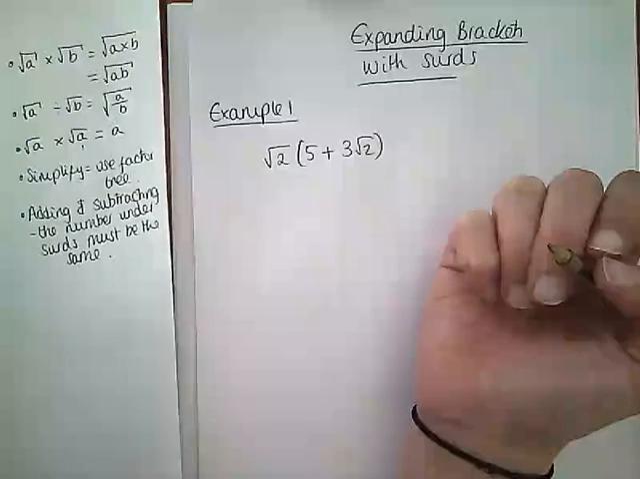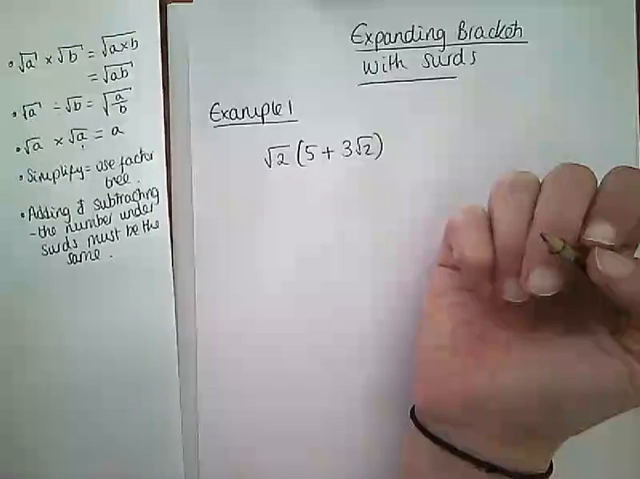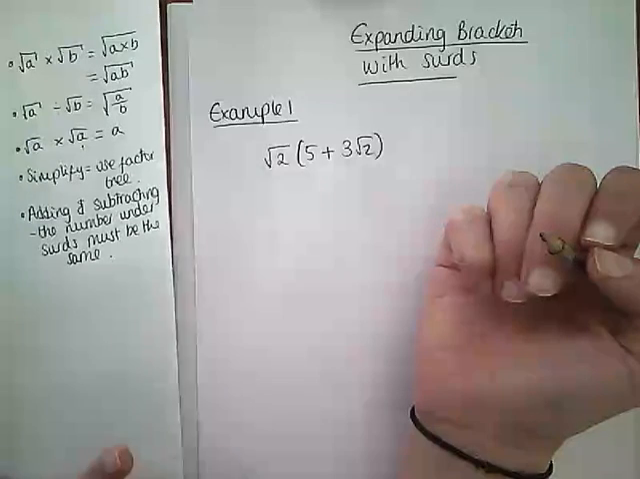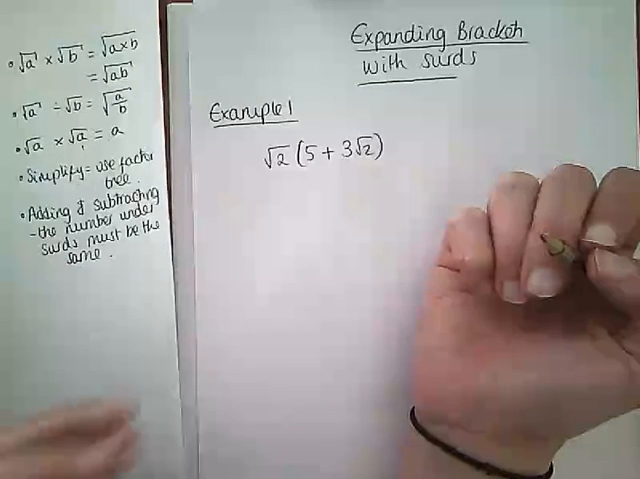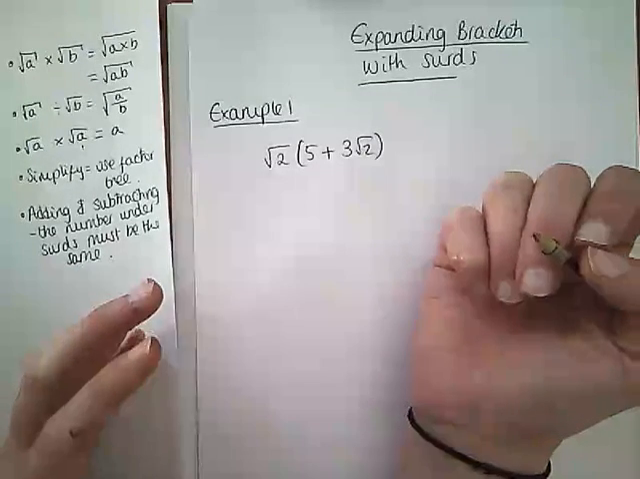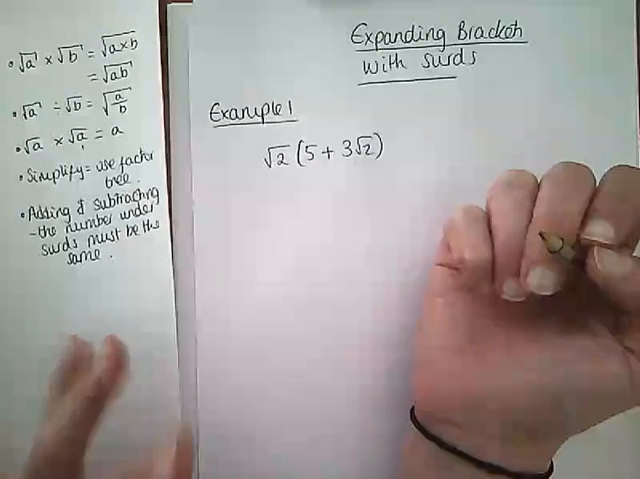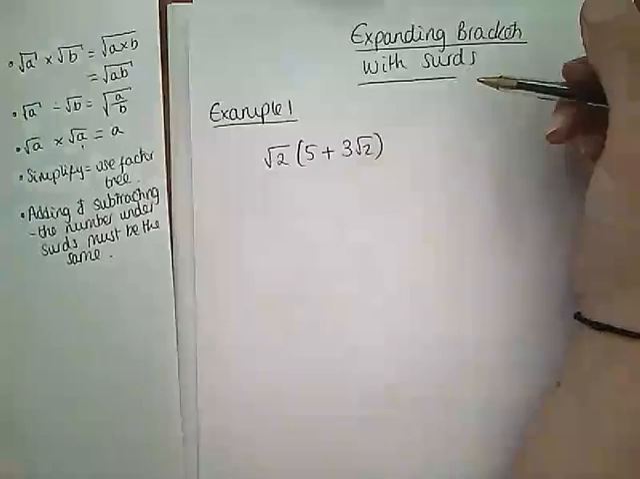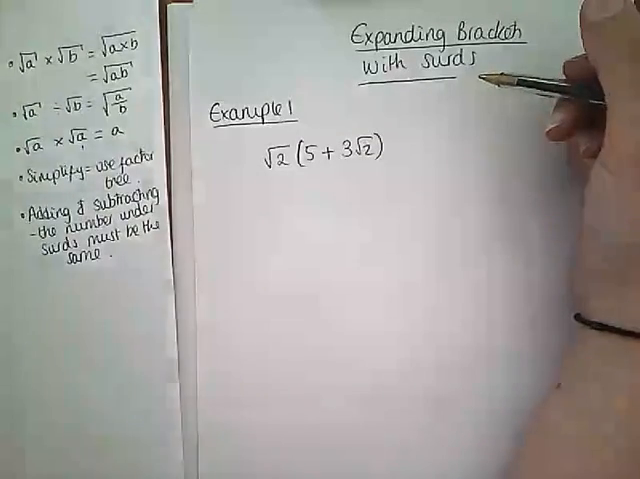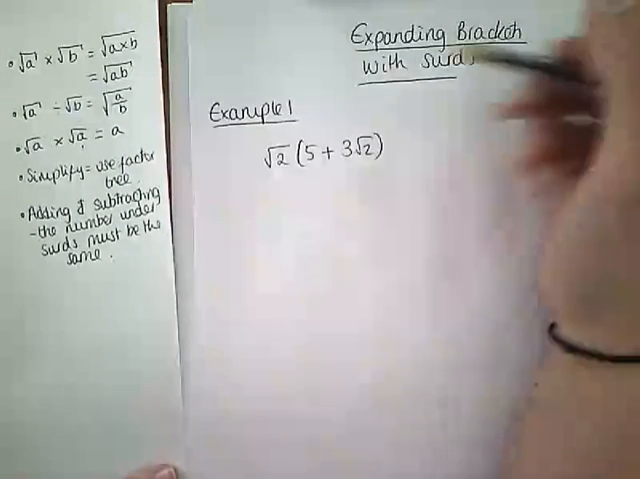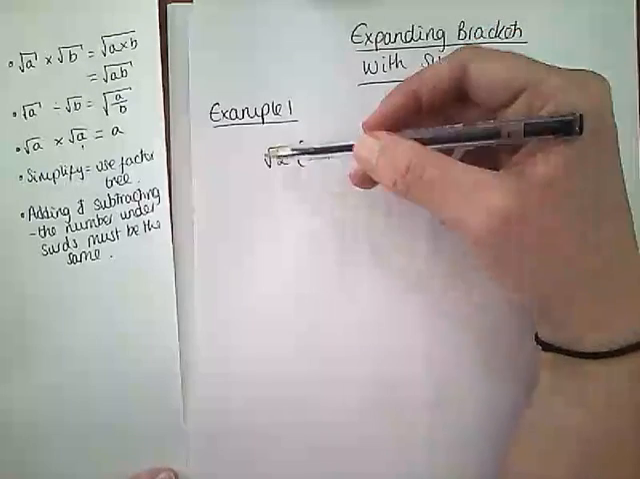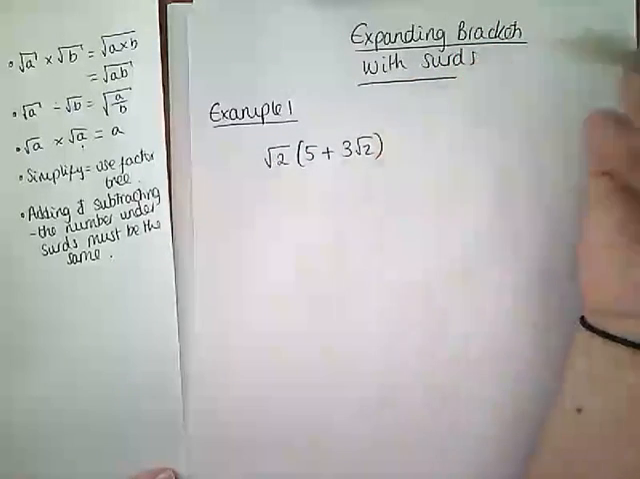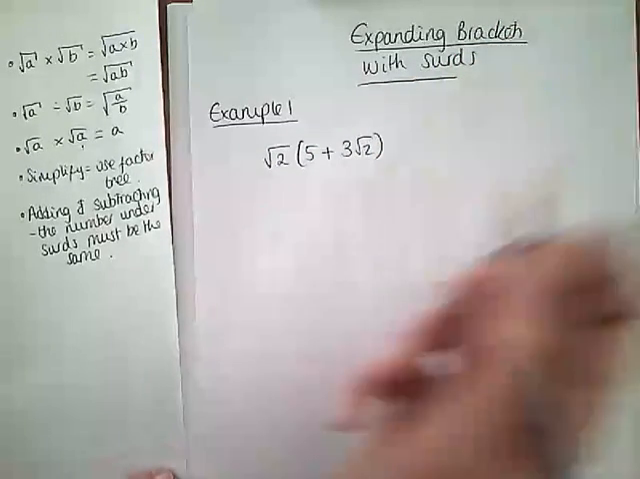So here's our first example: root 2 brackets 5 plus 3 root 2. This is just an expanding bracket. Do not overcomplicate it. Just because it has got surds doesn't make it any different. Like I said in the last video, if you think about your surds as being like x's, that will make it easier. So this is like x times 5, x times 3x. So we're going to expand it as normal.